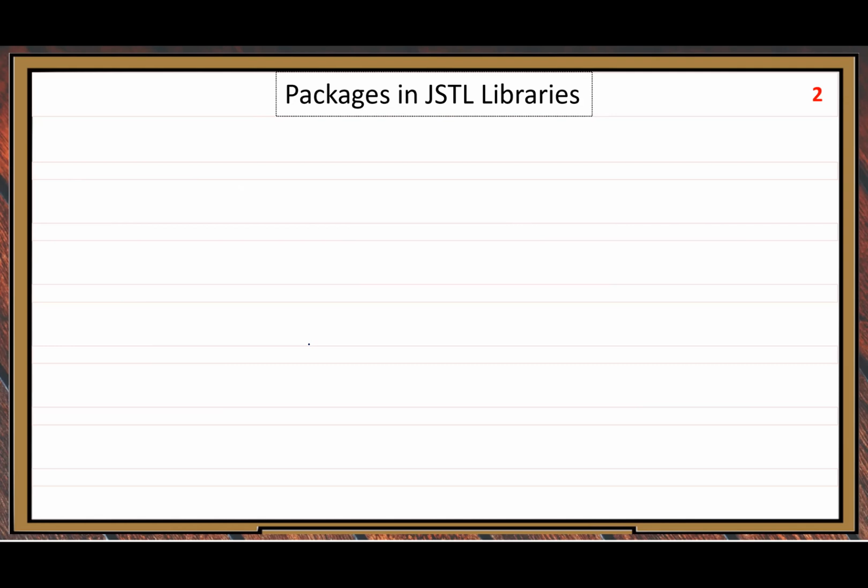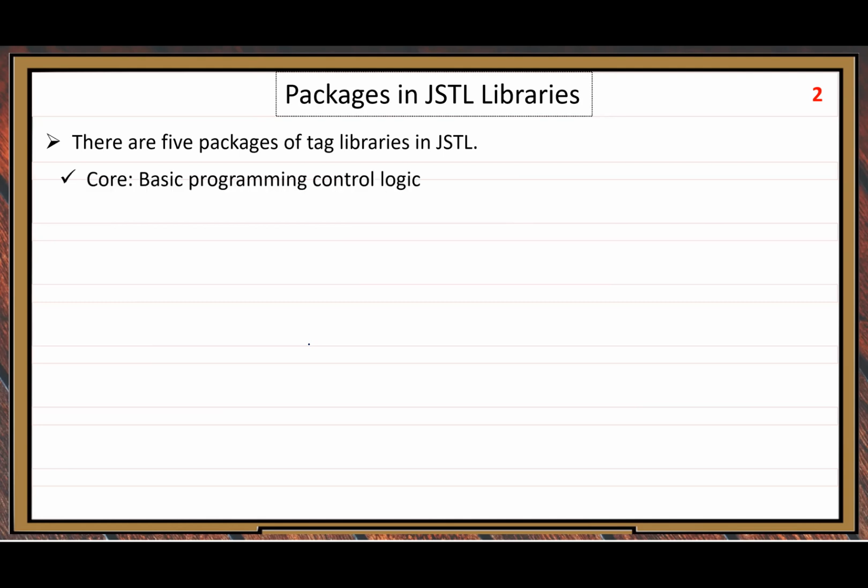Packages in JSTL libraries. There are these 5 packages. The first one, core package. The basic fundamental core package. Basic programming control logic. That's what we use frequently. Core package. 90-something% we use core package. That's enough.